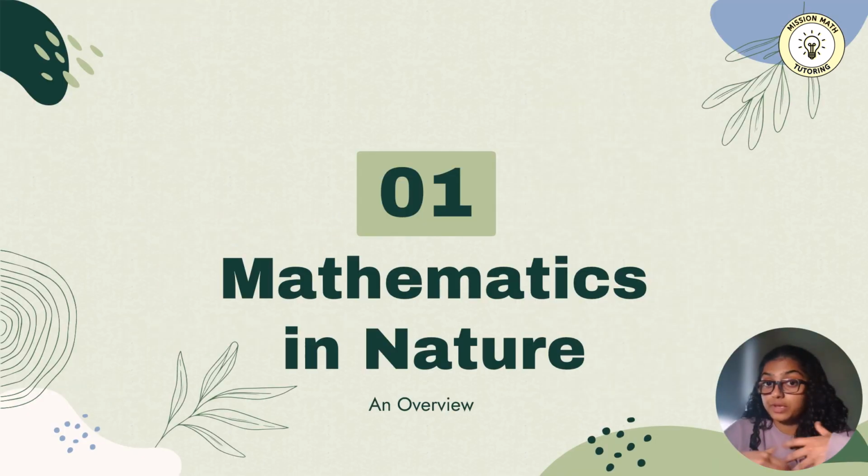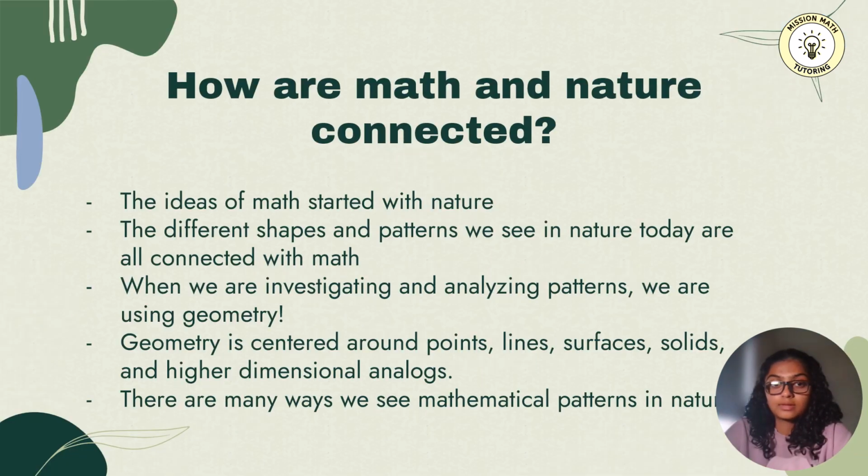Okay, so we're going to start just doing a very general overview of how math connects to nature. The underlying ideas of math, how we got to where we are today, all started with nature, with people simply observing what's around them in the natural world, making patterns and drawing conclusions out of that to create theorems and formulas. So the different shapes and patterns that we see in nature today, something as simple as picking up a random leaf, is all rooted in math.